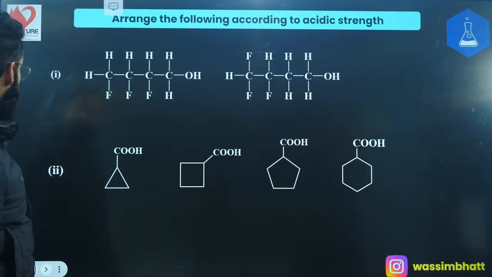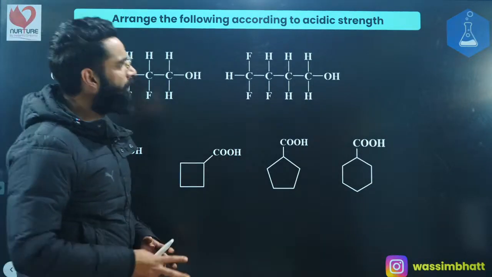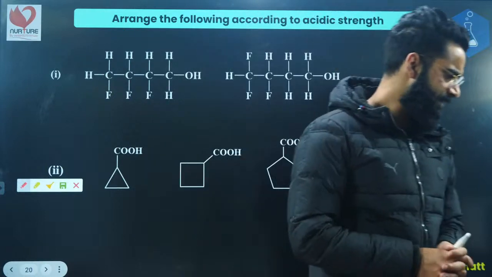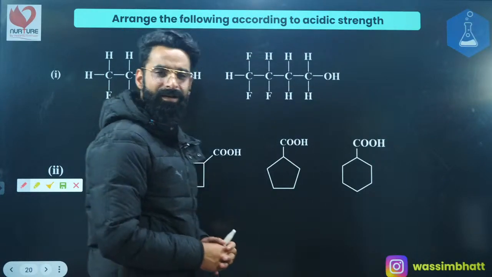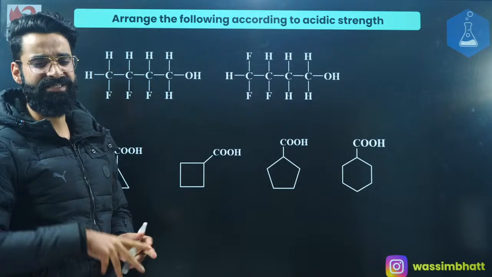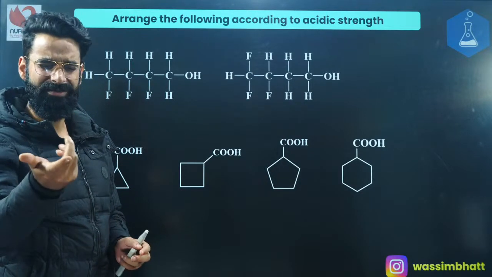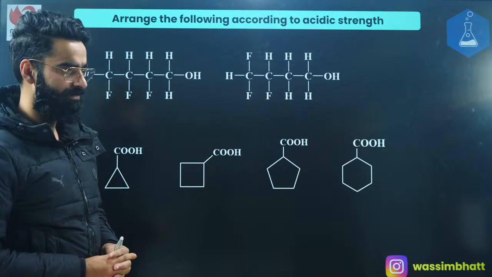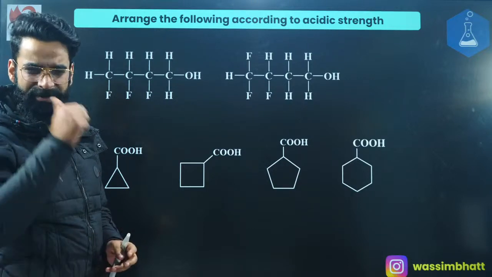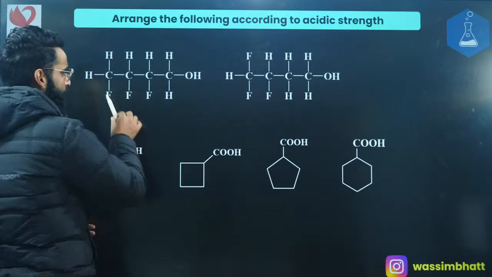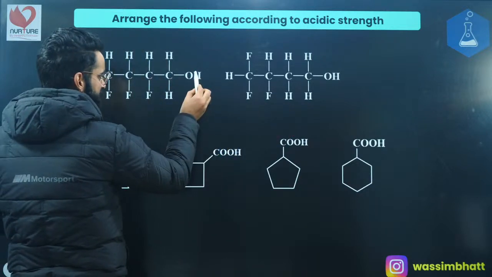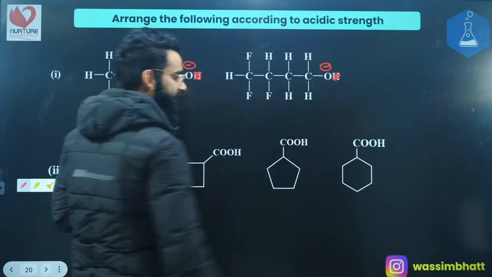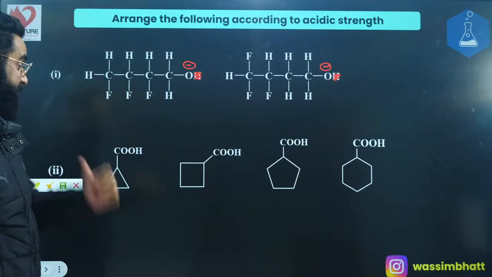Okay? Let's talk about these two as well. Arrange the following according to their acidic strength. We are going to arrange them on the basis of their acidic strengths. As we have seen, acidic strength of the acid depends on the stability of the conjugate base. More stable the conjugate base, stronger is going to be the acid. So first of all, we are going to make their conjugate bases. How do we make their conjugate bases? Just replace this hydrogen and over here put a negative charge. So we got the conjugate bases. Now check their stability.